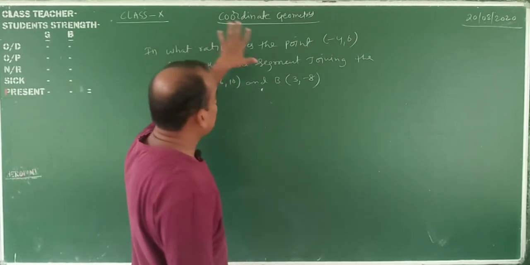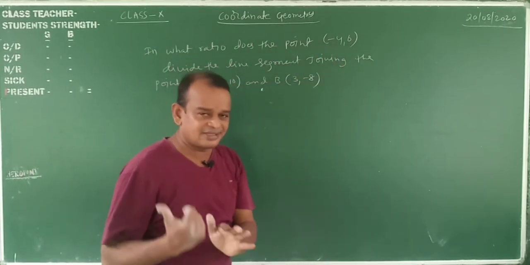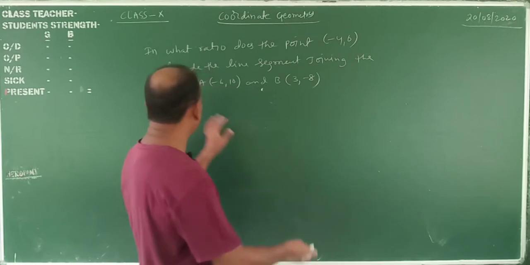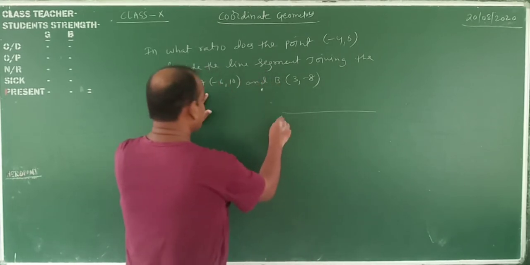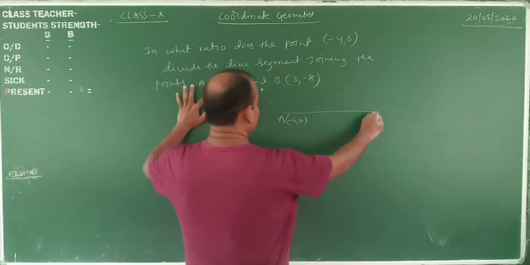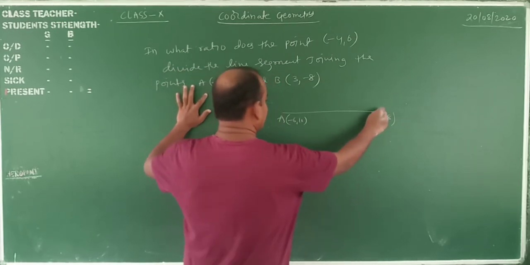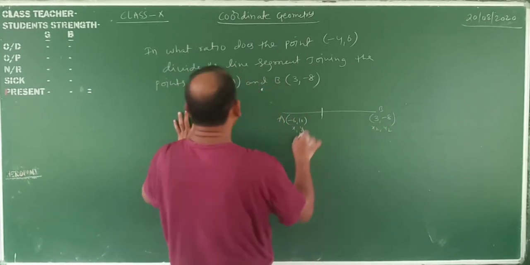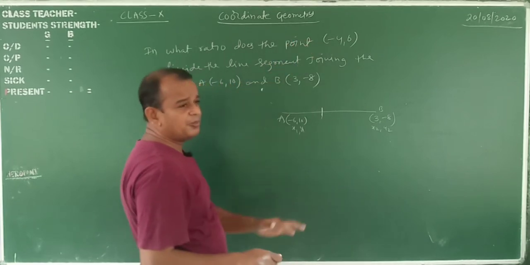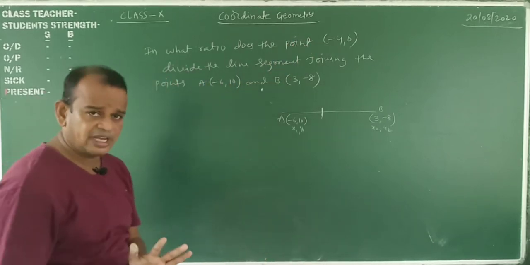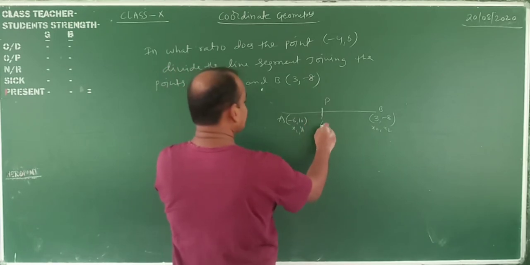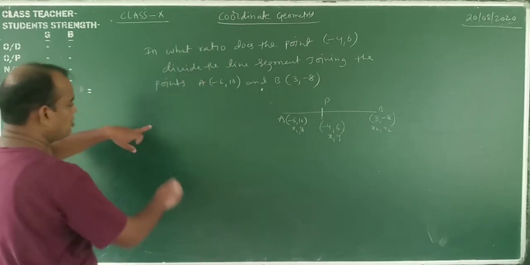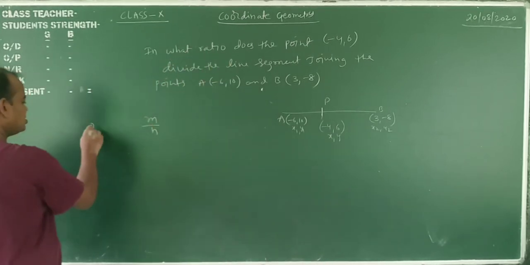In what ratio does the point divide the line segment? Here the line segment is clearly given: (-6, 10) and (3, -8). For a line segment, this is always x1 y1, this is x2 y2. Now in what ratio does the point P divide it? We don't know whether internally or externally, we will take internally, no problem. P is (-4, 6), the point is always x comma y. Now find the ratio. The ratio formula you know is m by n.